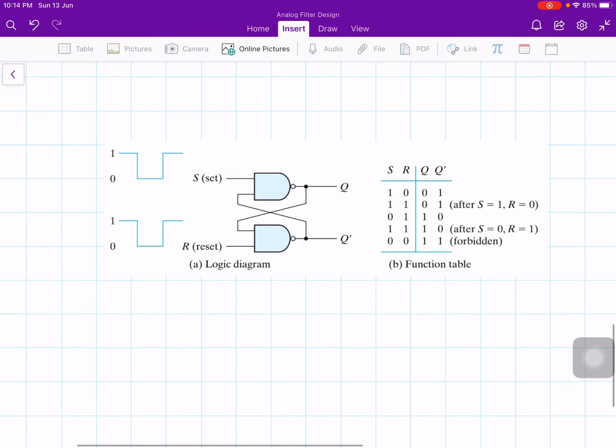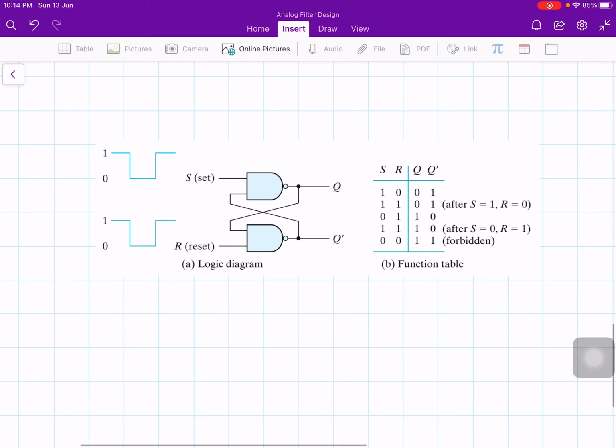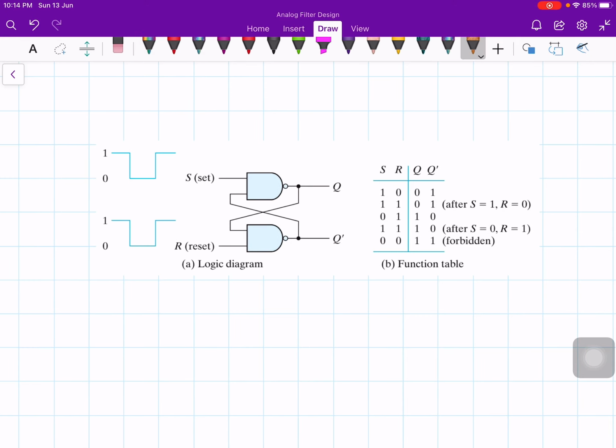Now this figure again contains an SR latch, but this time we are using NAND gates. Again this is also a cross coupled connection. Why is it called cross coupled? The output of the first NAND gate is connected to the input of the second NAND gate, and the output of the second NAND gate is connected to the input of the first NAND gate. That's why this is called cross coupled NAND gates.